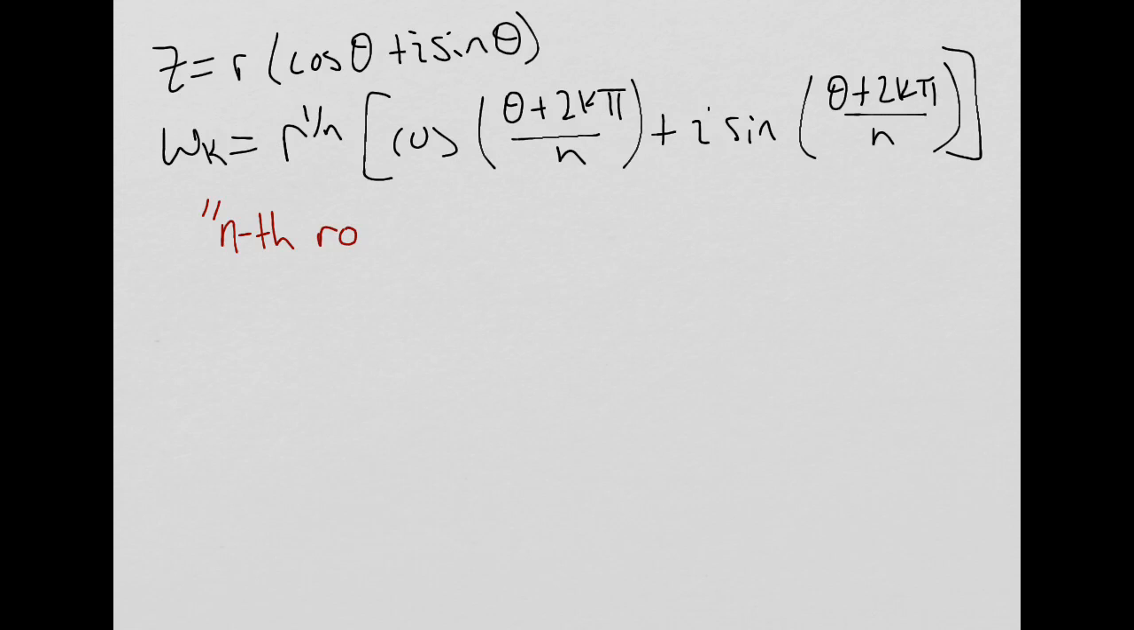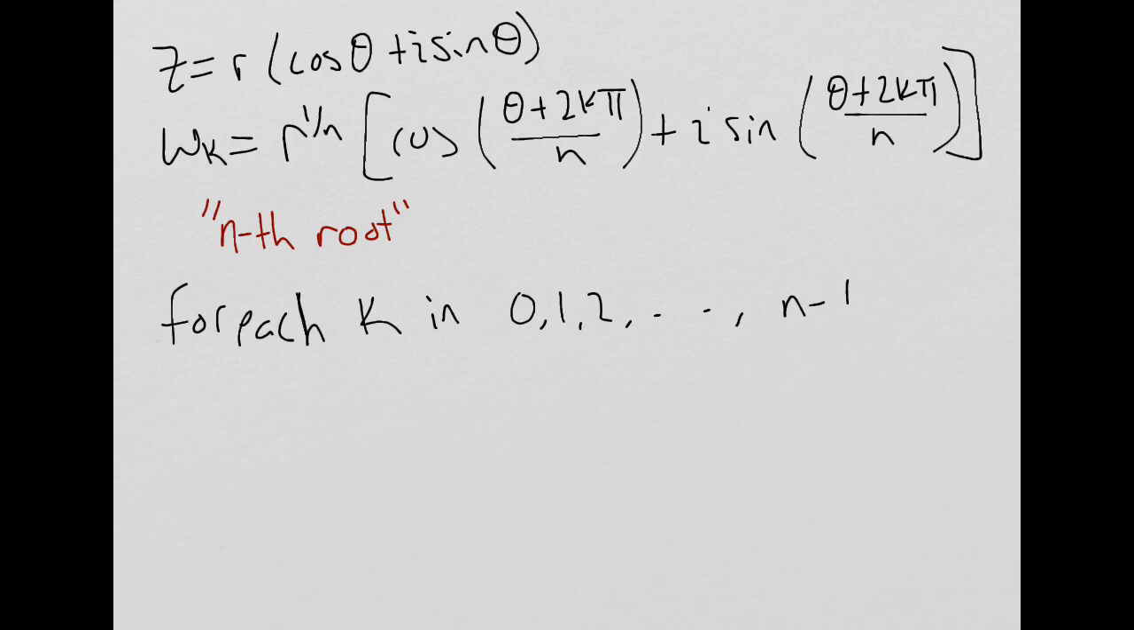And this is going to be called an nth root. We're going to get one for each k in the list 0, 1, 2, out through n minus 1. So if n is 5, this list would be 0, 1, 2, 3, 4. If n is 10, this would be 0, 1, 2, 3, 4, 5, 6, 7, 8, 9. Notice there's n numbers here because we've included 0, which is where we get this nth root idea.